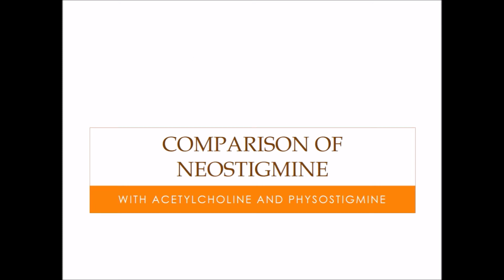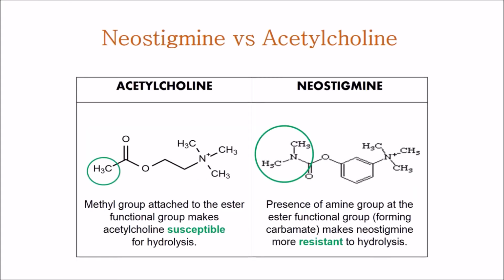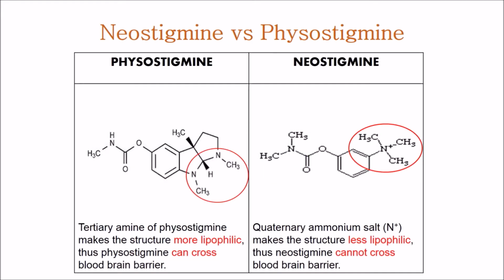This slide is to show the structural difference in neostigmine with acetylcholine and physostigmine. In the green circle of acetylcholine, a methyl group is attached to the ester functional group. Meanwhile, in neostigmine, the methyl is replaced with amine group, resulting in carbamate that is more resistant to hydrolysis than the ester functional group. In the red circle of physostigmine, the tertiary amine makes the structure more lipophilic, thus physostigmine can cross the blood-brain barrier.